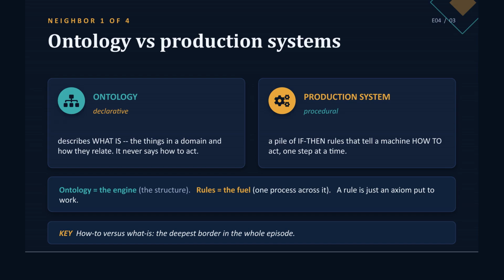Think of it this way. The ontology is the engine, the formal structure of the knowledge itself. The rules are the fuel that drives one particular process across it. A rule, in the end, is just an axiom put to work.